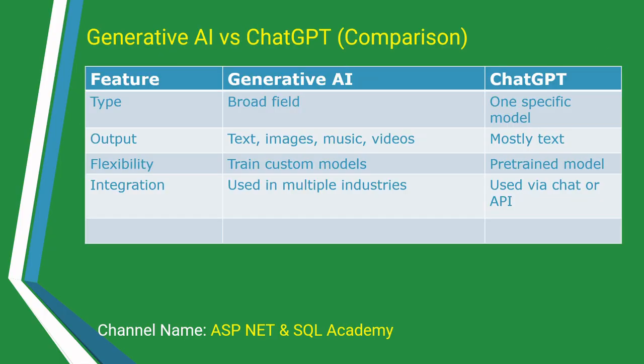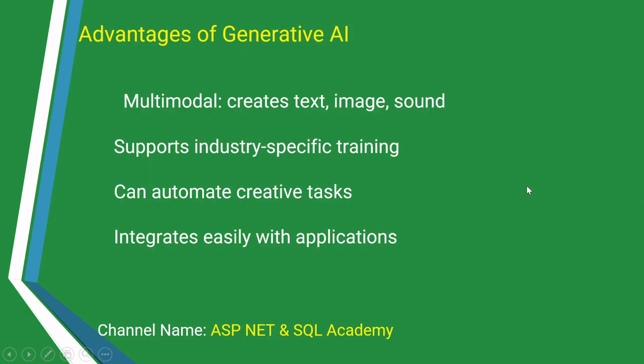Generative AI is the umbrella. ChatGPT is one specific, powerful product under it. Generative AI powers creativity across media. ChatGPT focuses on conversation and text understanding. Generative AI helps organizations create marketing content, software documentation, or product designs automatically, saving hours of manual work.